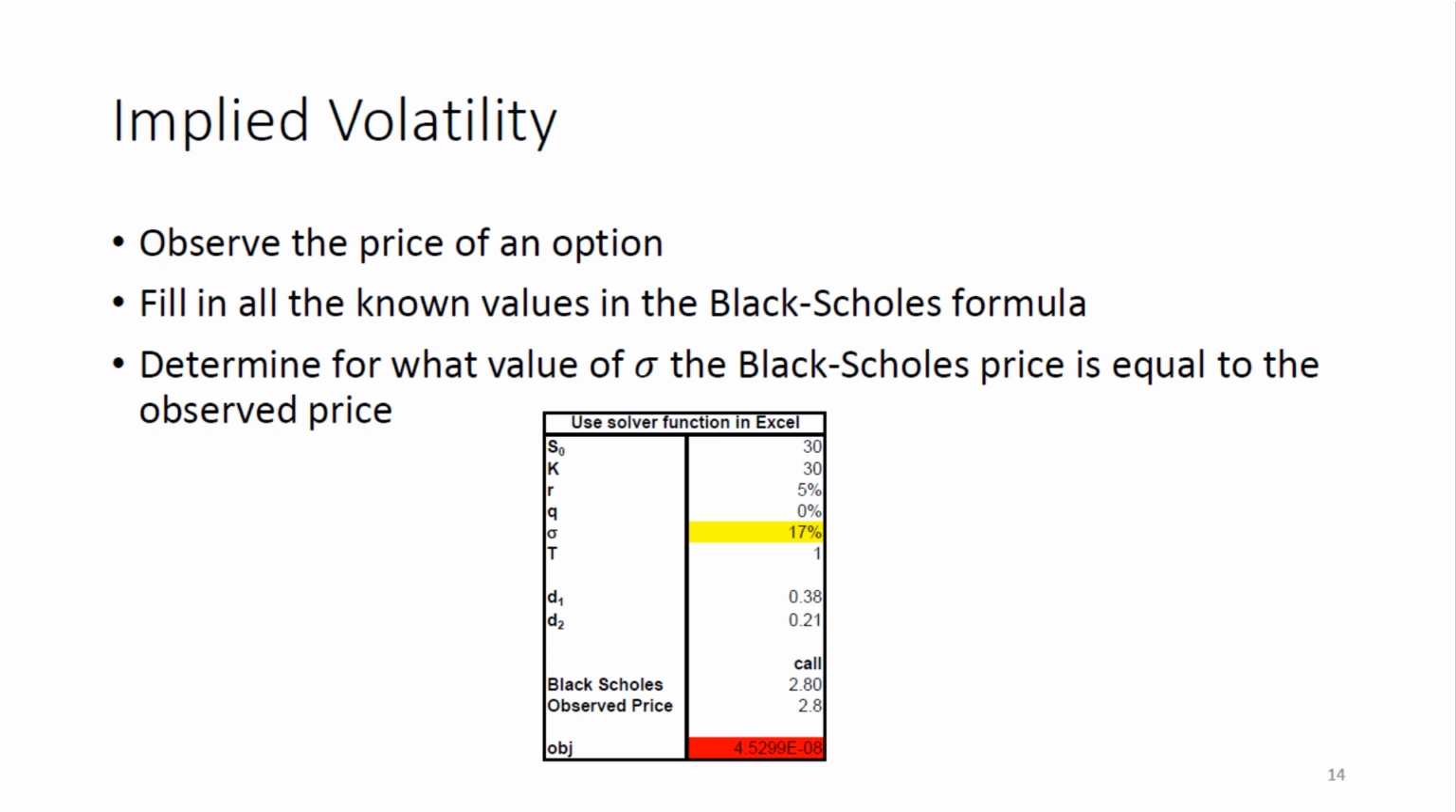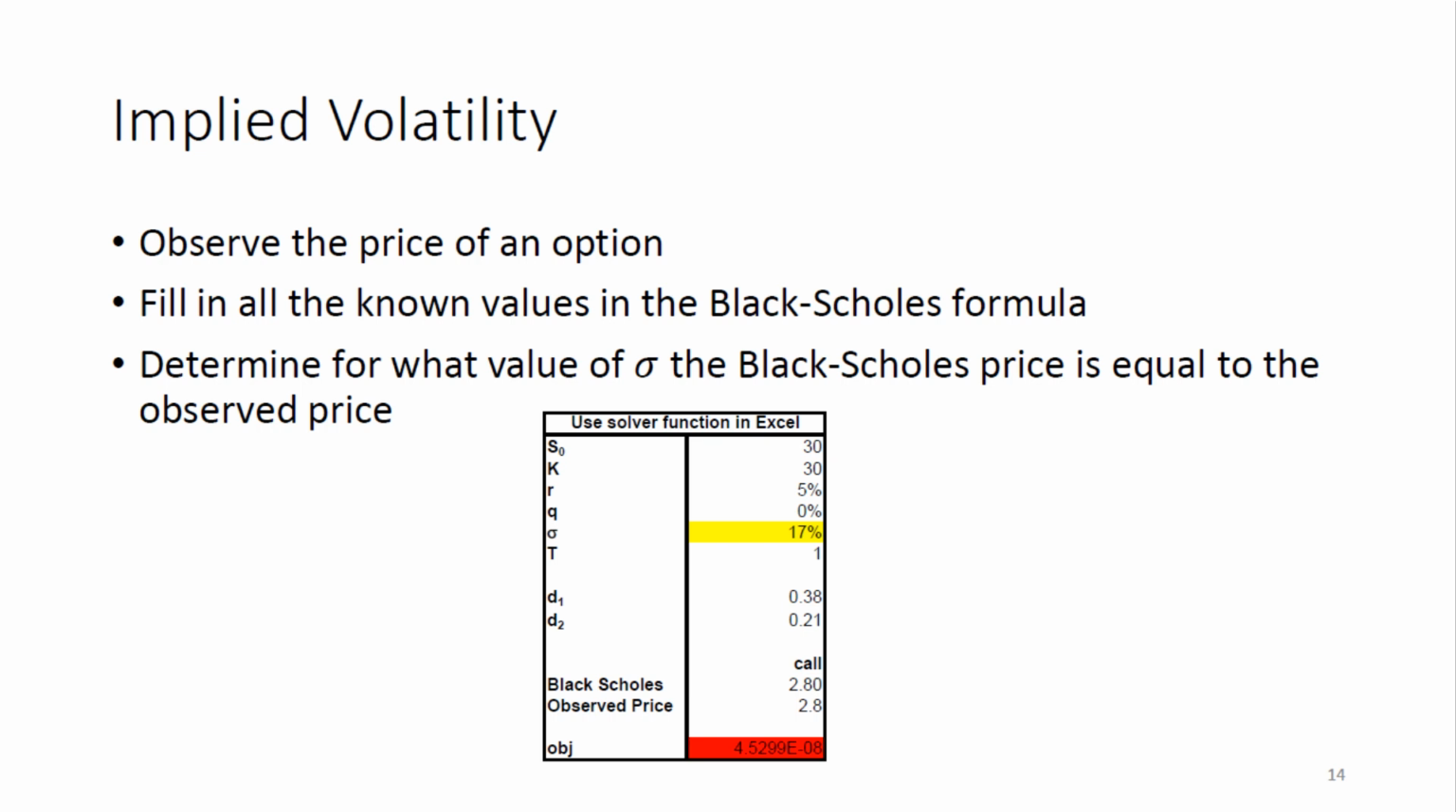Well, it's here something like 4 times 10 to the power minus 8. So that's almost 0. So what I did with the gold seeker, I said, well, change the yellow field, which then in the end turns out to be 17%, to set the Black-Scholes price equal to the observed price, to set the objective, which is the difference between the two squared, equal to 0.